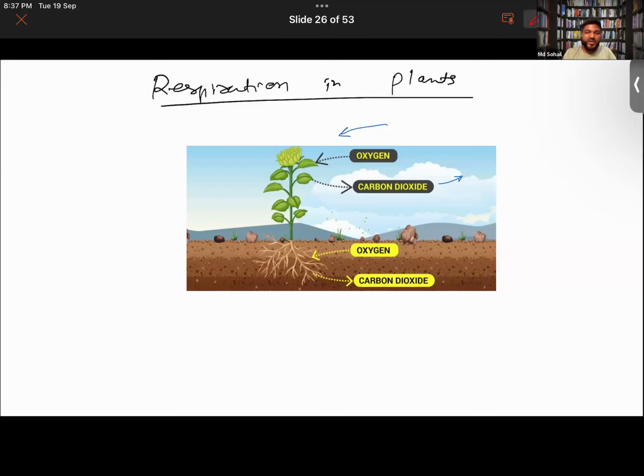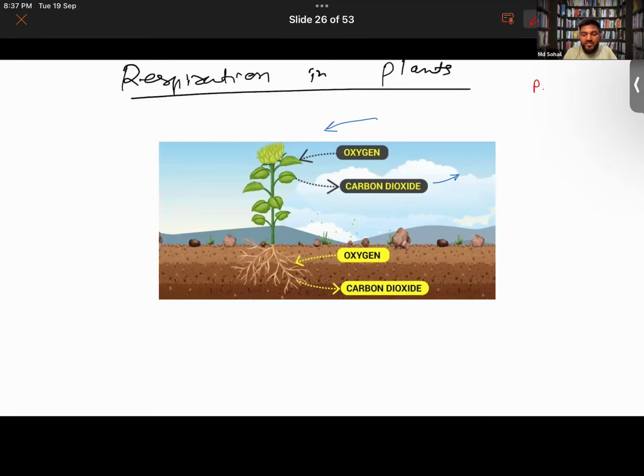Because you see, in the process of photosynthesis, what is happening? Apart from the formation of glucose, oxygen is released. And to carry out photosynthesis, you need sunlight, which is available only during the daytime. During the night there is no sunlight, so there is no photosynthesis. So the plant can only do the process of respiration during the night.